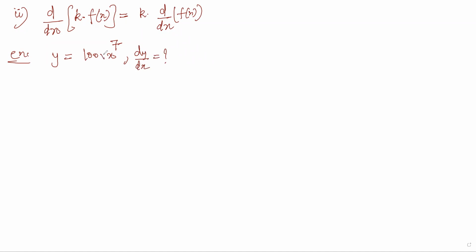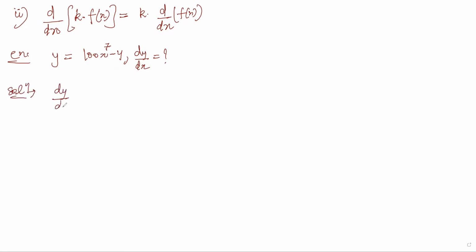Now 100 is in multiplication with x to the power 7. Let's change the question. Let's write it like this. Plus 4 भी मैंने ऐड कर दिया. Now I want to find out dy by dx. और rather -4 ऐड किया, प्लस तो पिछली बार भी किया था. Now how should I solve it?